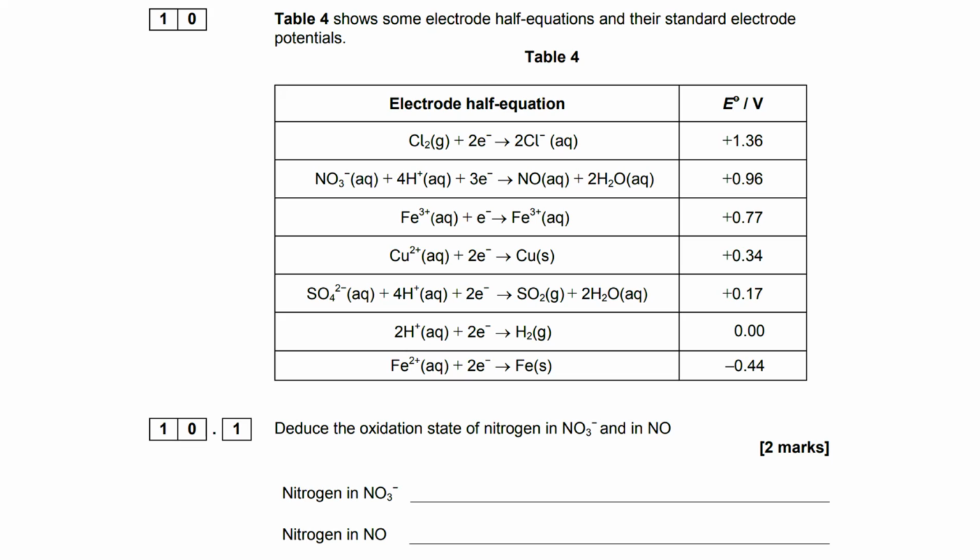But if we remember that, we can then work out that in NO3 minus, the 3 oxygens take me to a total of -6. The overall charge on the complex ion is -1, so the nitrogen is +5 to offset that. And the nitrogen in NO is actually much more straightforward. If the O is -2, the N must be +2 to counteract it.